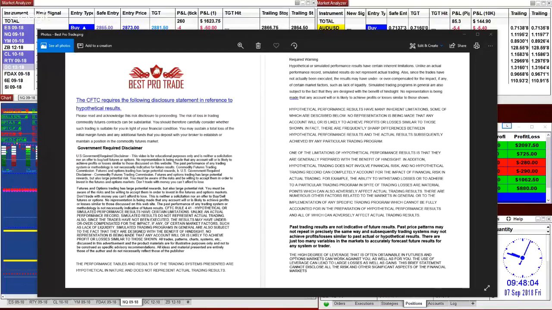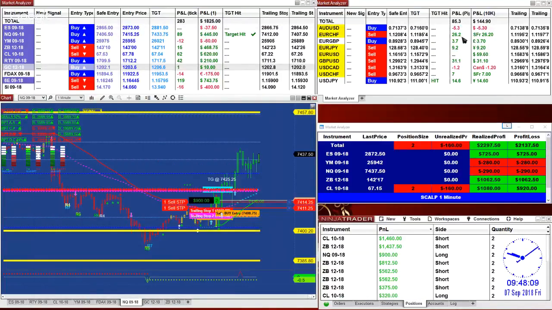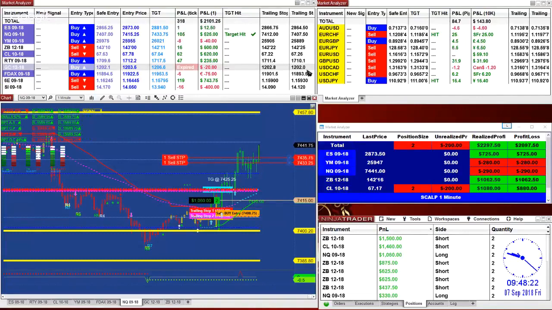Please be aware of the risk in the futures market. What we do here, we share our signals and welcome everyone to copy those signals, as long as it's at your own risk.